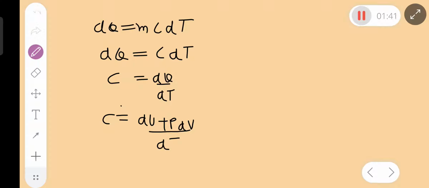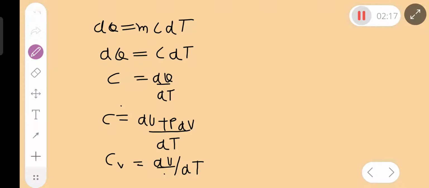According to the first law of thermodynamics, we know dq is equal to du plus p dv. The heat is converted into internal energy and work done. Work done is given by p dv. So if volume is constant, we can write Cv is equal to du by dt. As we know, at constant volume dv is 0, so p dv becomes 0, so Cv is equal to du by dt.